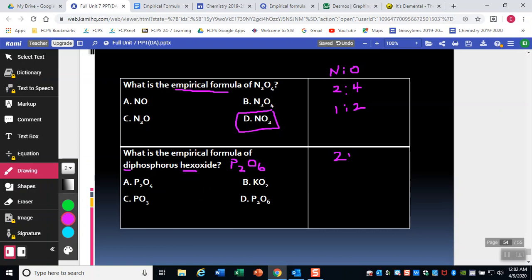So the ratio of phosphorus to oxygen is 2 to 6. They're both even, that means I can reduce it. I can divide both of them by 2. 2 divided by 2 is 1, 6 divided by 2 is 3. So the lowest reduced ratio would be 1 to 3. So that would be this guy.